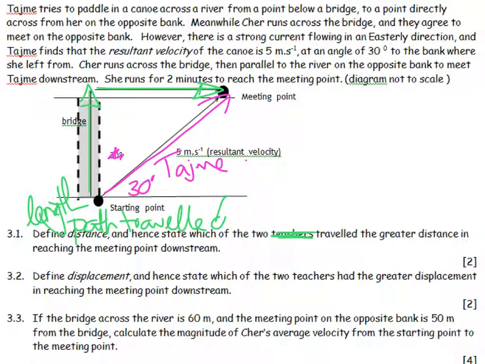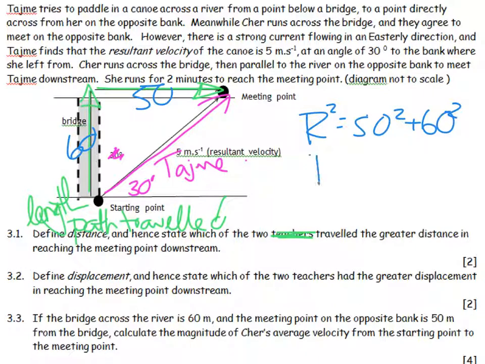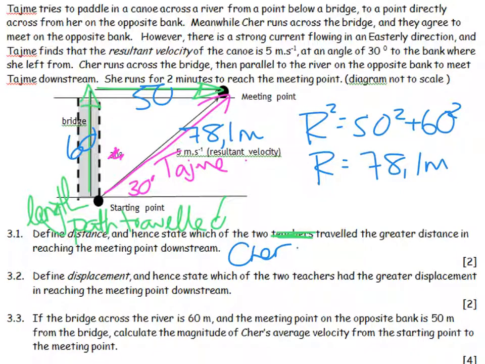Well, Tajmay's got some or other hypotenuse of a triangle over here. That, if you work out the hypotenuse, by the way, which you need to do a little bit later, if that's 60 and that's 50, you get r squared is equal to 50 squared plus 60 squared, square root, and r turns out to be 78,1 meters. So Tajmay is 78,1 meters, and in comparison, you've got 110 meters that Shira does. So Shira travels the greater distance.